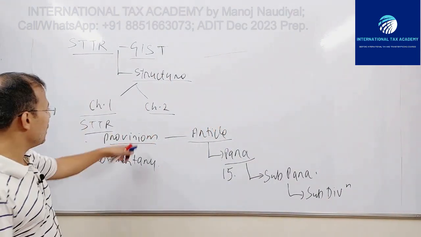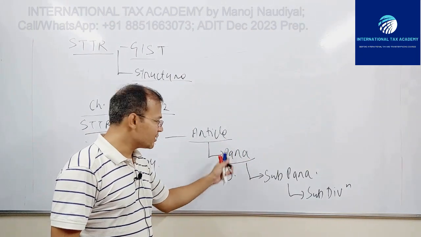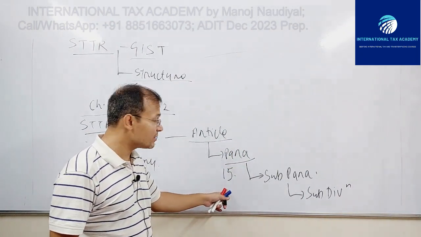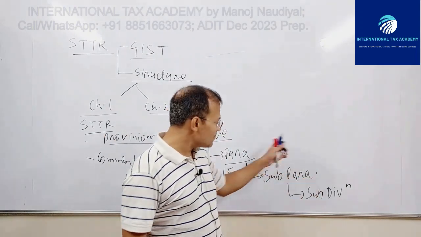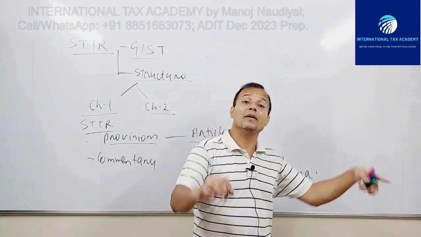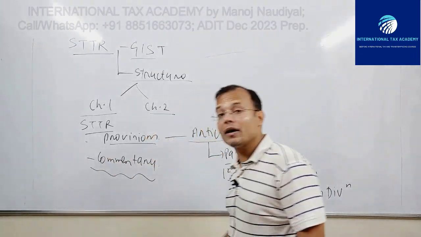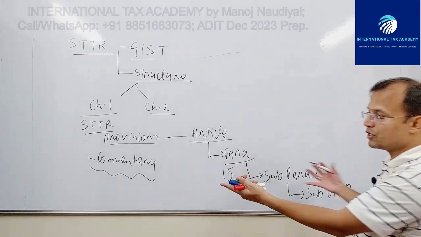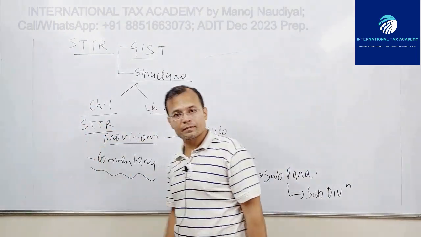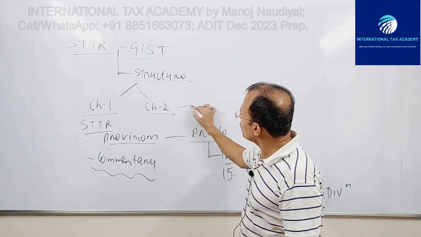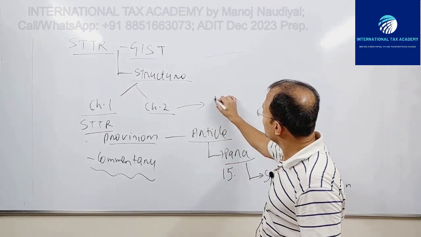So you have STTR as an article. The article consists of 15 paragraphs. Most of these paragraphs are divided into subparagraphs, and some of these subparagraphs are further subdivided into subdivisions. Fine. And then you have an elaborate commentary on these provisions of the STTR. This is in chapter number 1. Chapter number 2 deals with double taxation relief, DT relief.